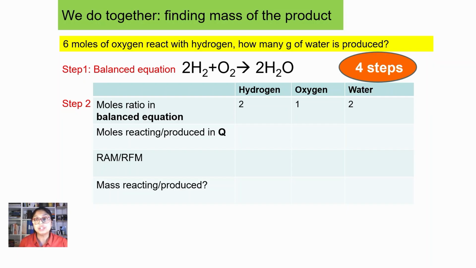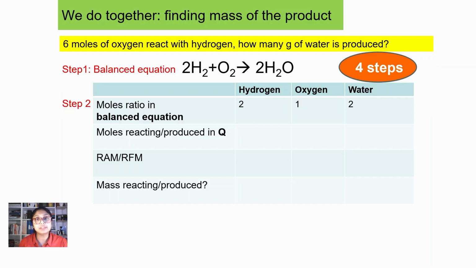Now, in this question, they have not asked about hydrogen. They only have talked about oxygen. So at the moment, we are not bothered about the hydrogen, we'll not calculate hydrogen, we'll only think about the oxygen. So what is the ratio? Oxygen to water is 1:2. 6 moles of oxygen reacting, so water produced is 12, double, isn't it? Easy peasy. So we can stop here if they have asked about how many moles of water produced.